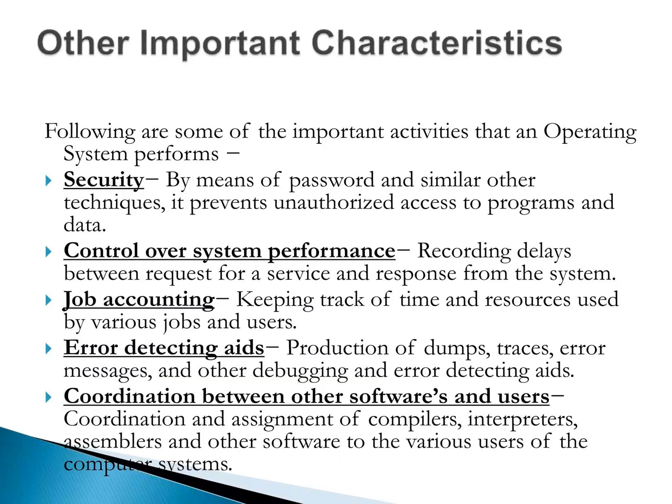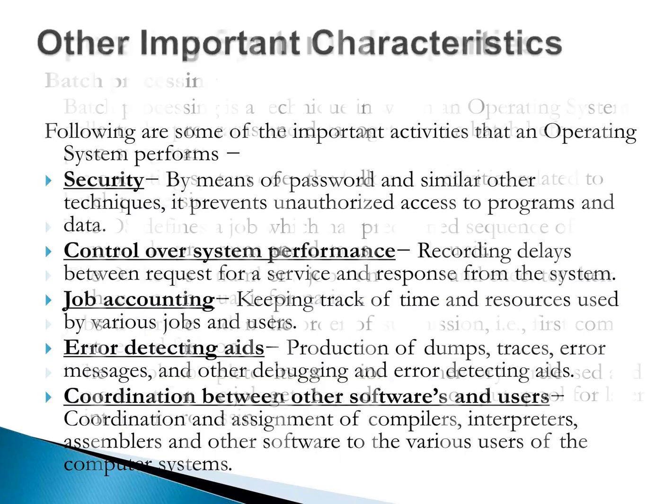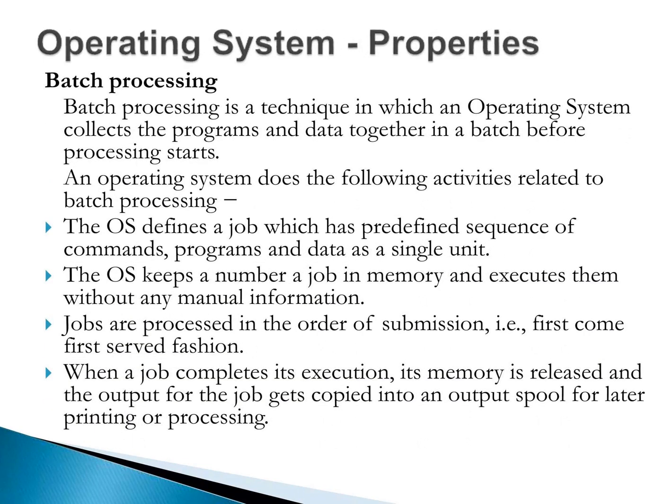Networking: the OS manages network connections, enabling communication between computers, like browsing the web or sending an email. Error detection and handling: the OS detects hardware or software errors and takes appropriate action, ensuring system reliability. These features enhance usability, security, and stability in an OS. The properties of an operating system, OS, define how it functions and interacts with hardware and software.